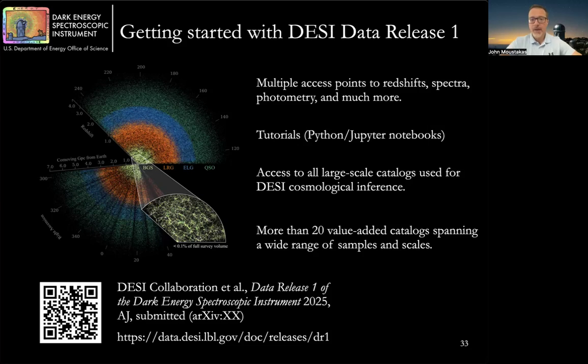We provide multiple access points to all the redshift spectra, photometry, and much more. You will find tutorials in the form of Python or Jupyter notebooks. All the large-scale structure catalogs, which were used for the DESI cosmological inference, are public as well. And then more than 20 value-added catalogs spanning a wide range of samples and scales for more detailed analyses are also now publicly available.